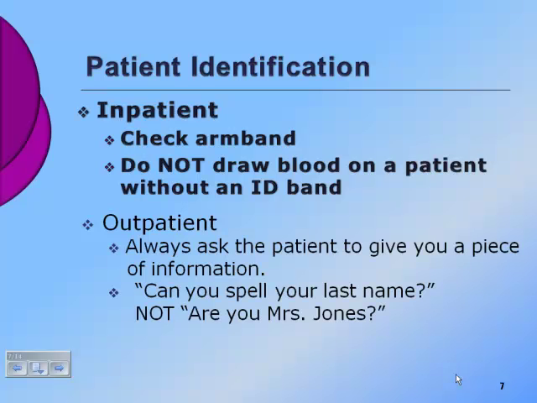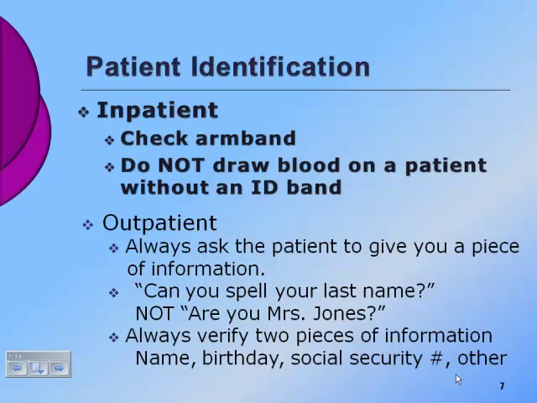For outpatients, you always want to ask the patient to give you a piece of information. Can you spell your last name? Not, are you Mrs. Jones? Often those who are hard of hearing are simply going to say yes, even if the lady in the chair is not Mrs. Jones. You should always verify using two pieces of information, most commonly the name and birth date. It used to be common to use the Social Security number, but again, this is something that is going out of practice quickly.